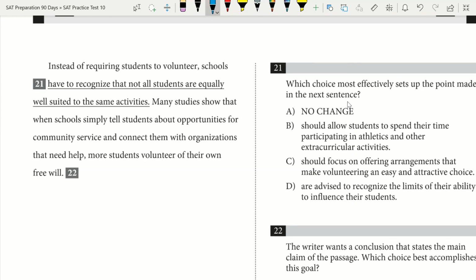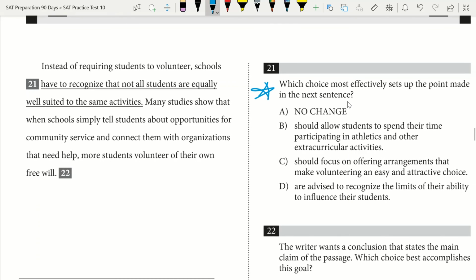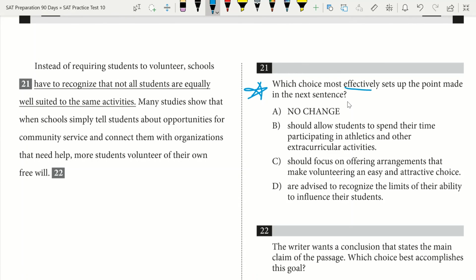All right, now we've got two questions left. Instead of requiring students to volunteer, schools have to do what, right? In this case, we're asked which choice most effectively sets up the point made in the next sentence. Well, what's the next sentence? We have to read on. Anytime you're asked for something setting up something that is later on, make sure you read on before you try to answer it. Because if you try to answer it without reading on, you're answering it blind and you're going to get it wrong. So let's go ahead and move on.